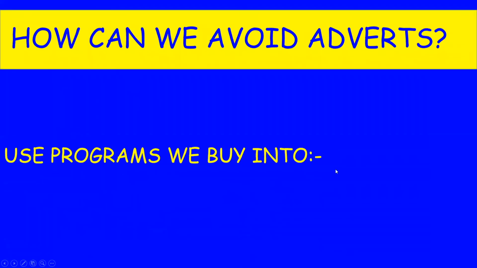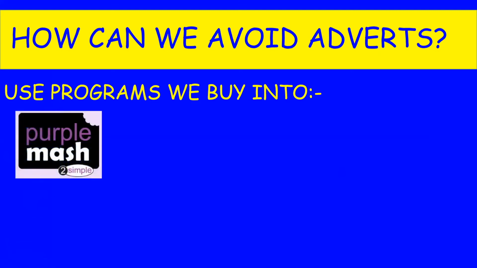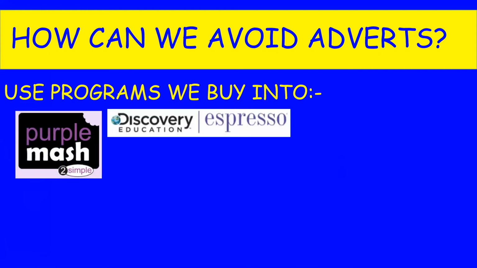Okay, so how can we avoid adverts? We need to make sure we're also looking at buying into programs and apps that have reduced advertisements or no advertisements at all. So in school, we use Purple Mash, Too Simple. We have Espresso, which is open to parents as well. So if you don't currently have a login for Espresso, you need to contact your class teacher, and they can make sure that you're set up and able to use this at home. Again, it has no advertisements, so this is safe for our children to access.